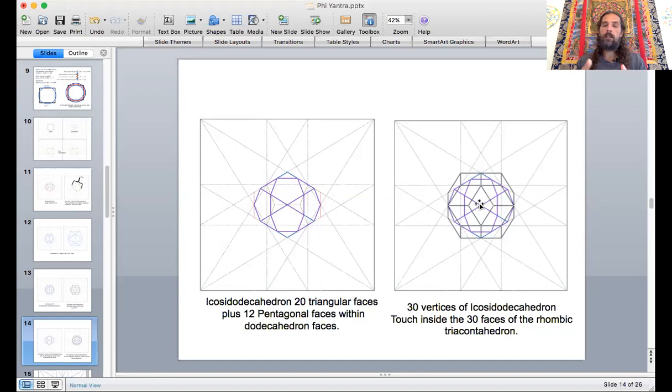They'll meet when it's inside that rhombic triacontahedron. They'll touch those central points that are in each of those rhombic faces. So you have that combination of those two there. Let me just stop the share one more time and show you some of these little miniature models that I've been working with.